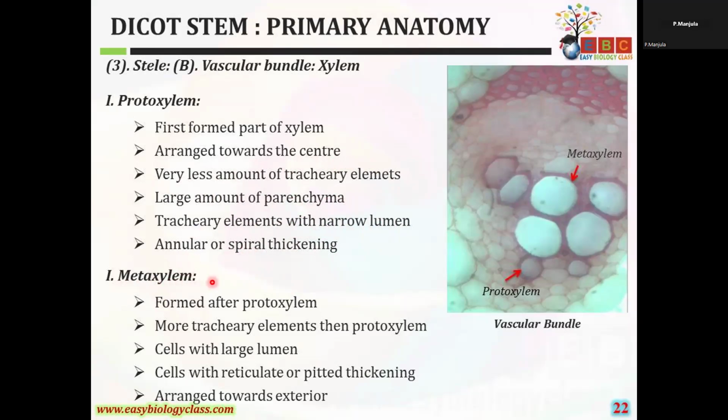And the next one is the metaxylem, formed later after the protoxylem. Here there are more tracheary elements than in the protoxylem, and cells with a large lumen. So this is the difference between proto- and metaxylem: a large lumen here, a narrow lumen there. Cells with reticulate or pitted thickenings are seen in the metaxylem, whereas annular or spiral thickenings are seen in the protoxylem. These differences are also important in view of competitive exams. The metaxylem is arranged towards the exterior, that is, generally towards the outside.